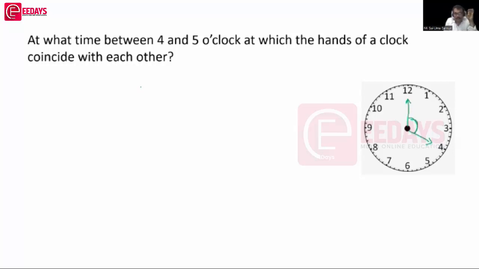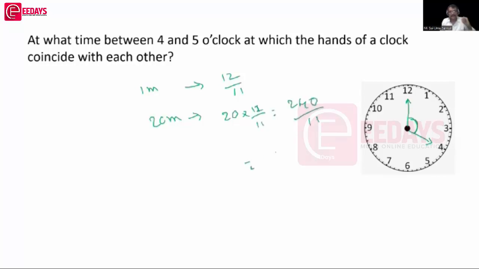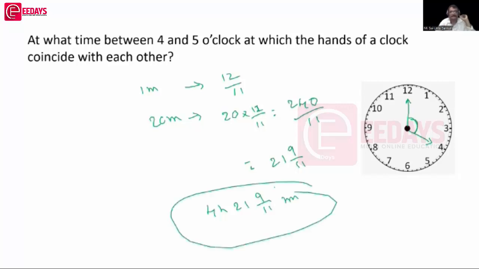Okay. So 1 minute is equal to how many parts? 12 by 11 apart. Here 20 minutes is equal to how much? That equals 20 into 12 by 11, which is 240 by 11. So this is equal to 21, 9 by 11. So what is the answer? 4 hours, 21, 9 by 11 minutes is the answer. That's it.